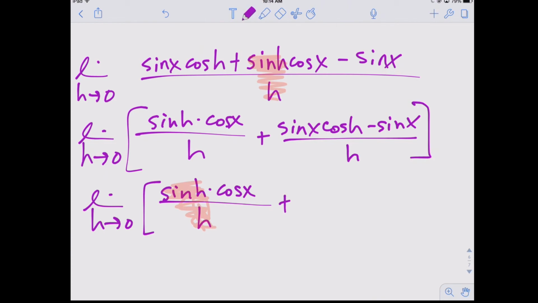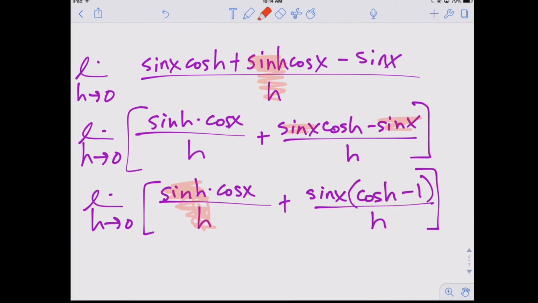But what can I do in this second thing right here? Do I have anything in the top that is a common factor in each of the two terms? I do, right? I have a sine of x. So if I factor out the sine of x there, I'm left with cosine of h minus 1 all over h. You'll see something happen in there. The limit as h goes to 0 of cosine h minus 1 over h.